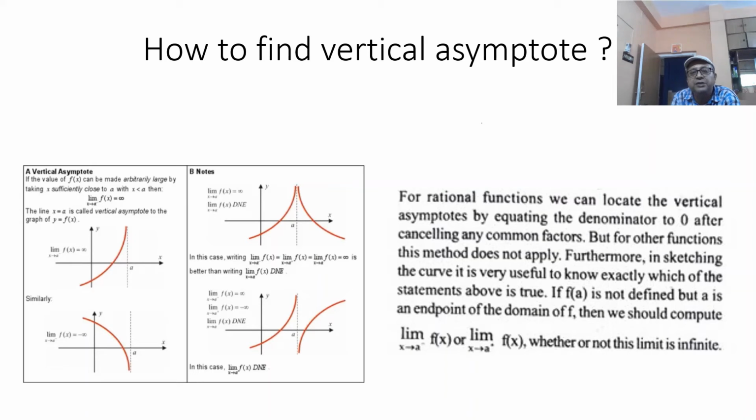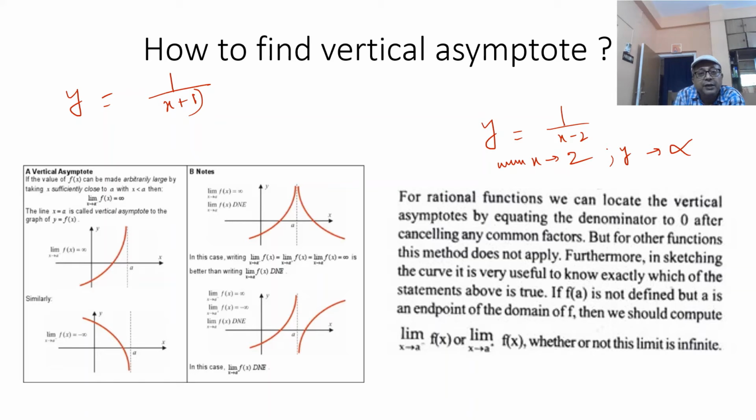If the rational function is of this form, say y equal to 1 by x minus 2, when x is tending to 2, y is tending to infinity. So this time there will be a vertical asymptote existing in that case, and the equation of the asymptote is given by x equal to 2, because when x is tending to 2, y is tending to infinity.